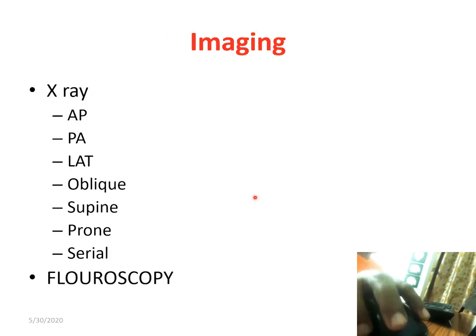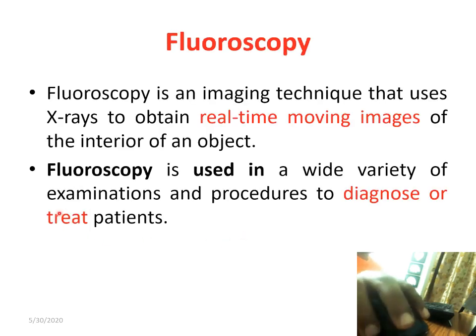After giving the barium, they take X-rays in AP, PA, lateral, and oblique views, in supine and prone positions, and serial scans and fluoroscopic examination. It depends upon the need. What is fluoroscopy? Fluoroscopy is an imaging technique that uses X-rays to obtain real-time moving images of the interior of an object. Fluoroscopy is used in a wide variety of examination procedures, from diagnostic to therapeutic.